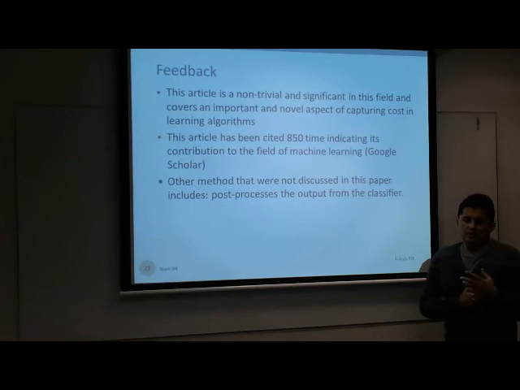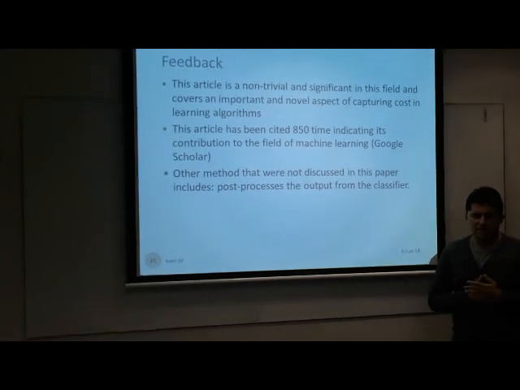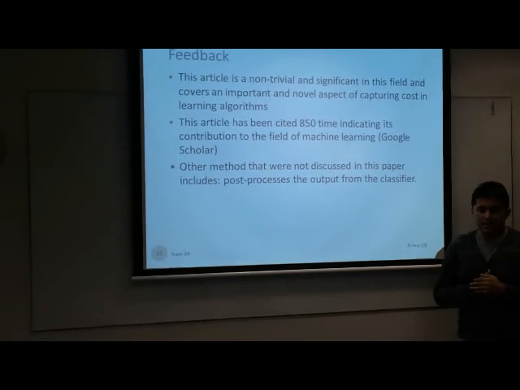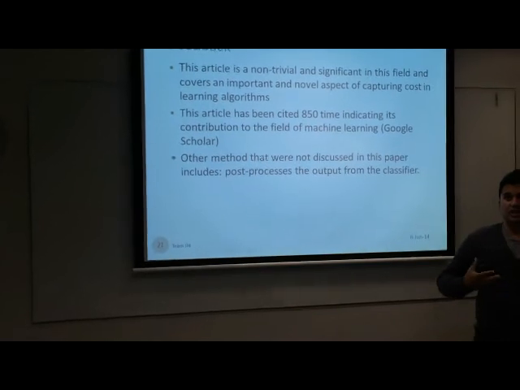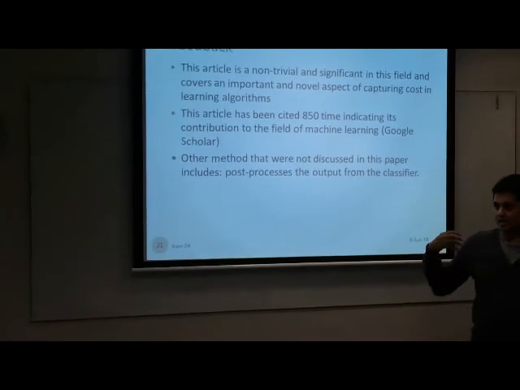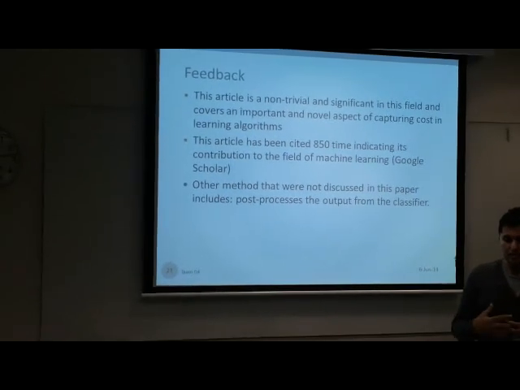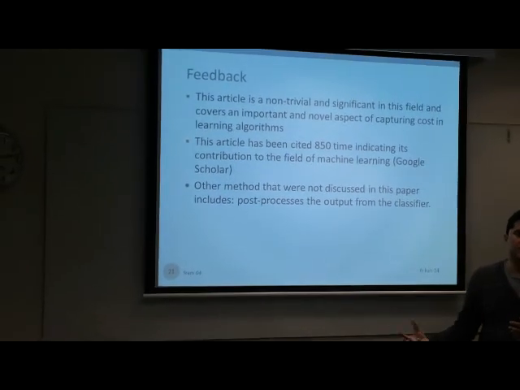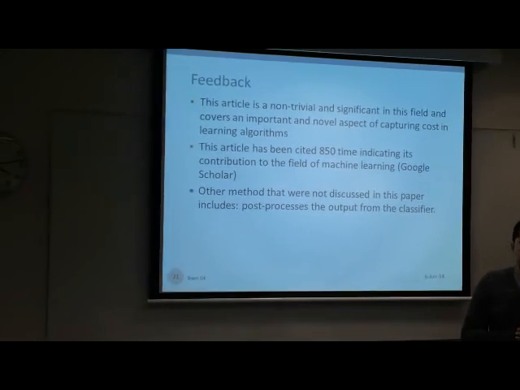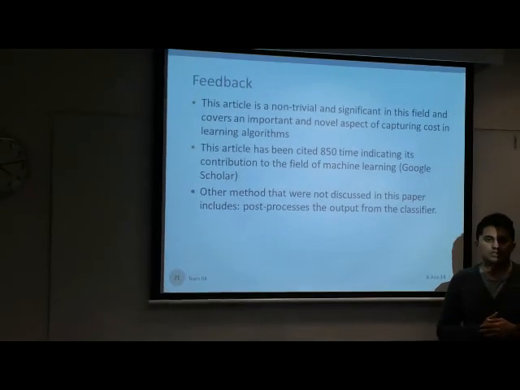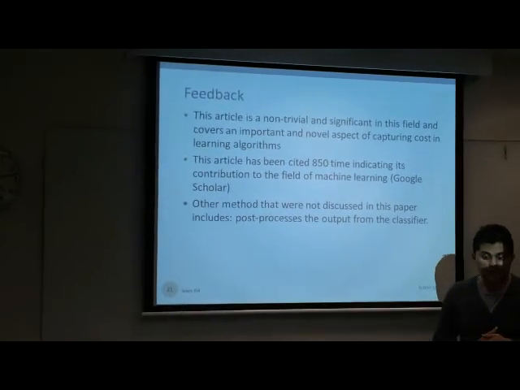General feedback about the article. This is obviously very non-trivial and significant in this field. It covers a very novel approach, which is coming into prominence with big data and prediction. Currently, this is coming into the mainstream, where you incorporate the cost of decision making into an algorithm so that you make optimal decisions. The article has been cited 850 times in Google Scholar, showing how important it is in the field of machine learning.